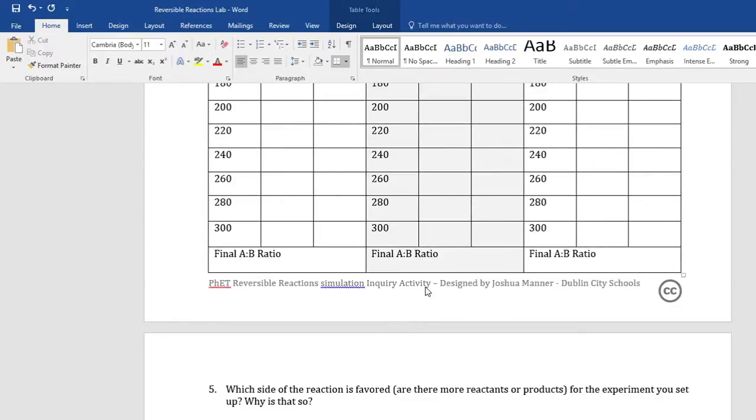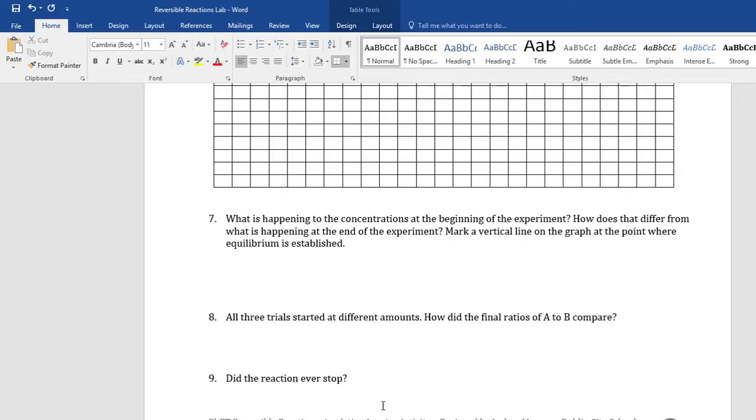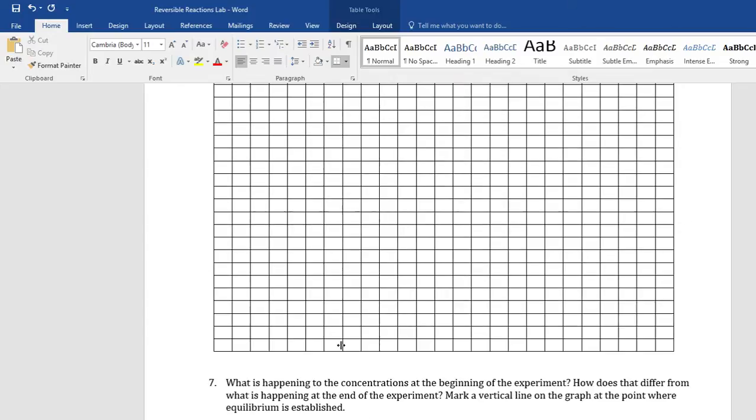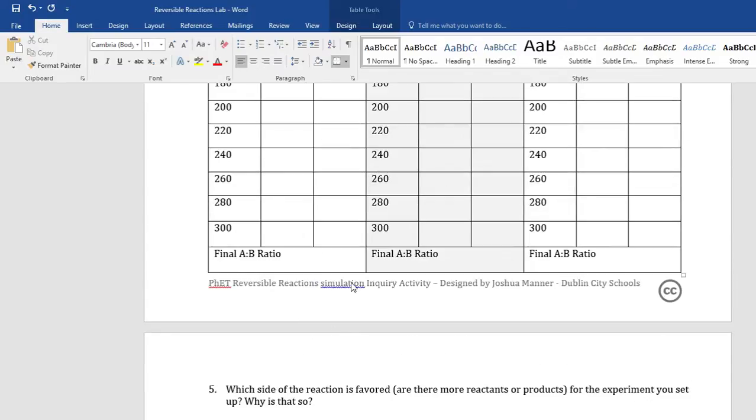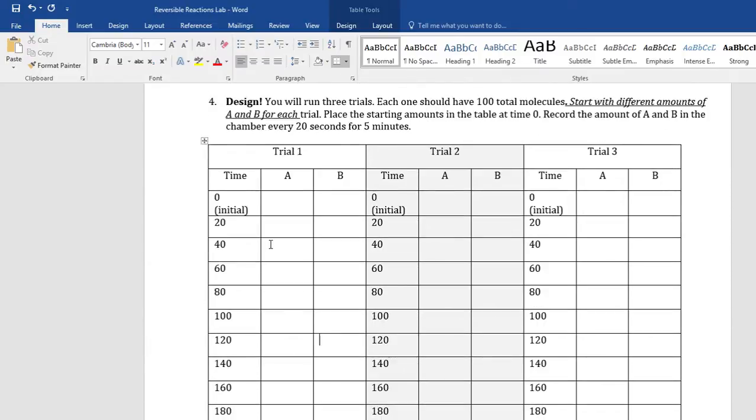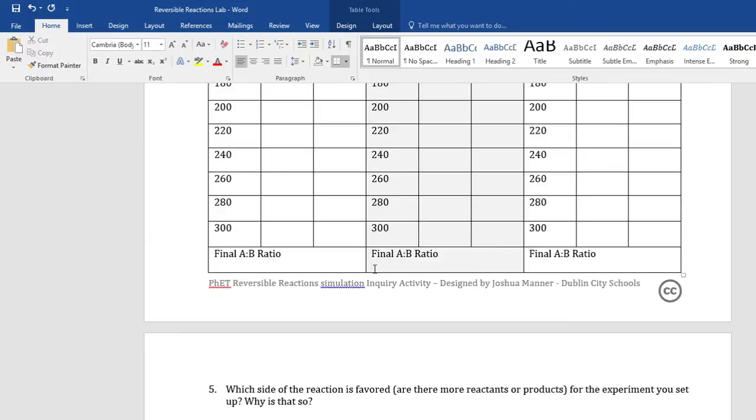Here's a couple of things, okay? So one of the questions asking here at the end: all 3 trials started at different amounts, how did the final ratio of A to B compare? All right. So here's the final ratio. The final ratio we're looking for is A divided by B. What's that fraction, simplified out? A divided by B. Now there's a couple of outcomes. The one where A, whichever one starts with more, could be favored in the reaction.